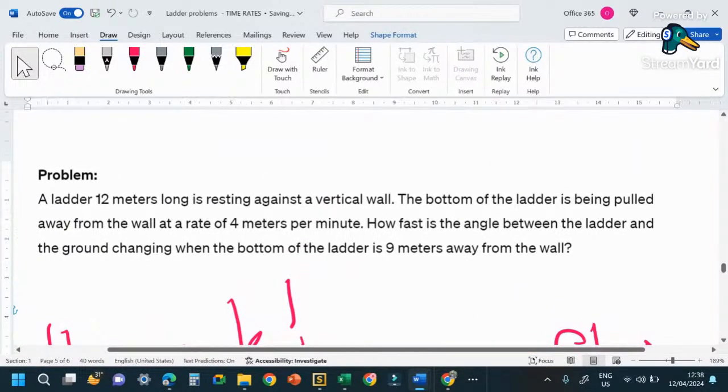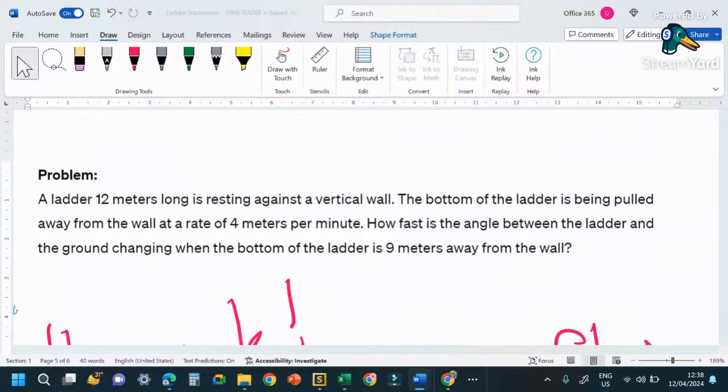A ladder 12 meters long is resting against a vertical wall. The bottom of the ladder is being pulled away from the wall at a rate of 4 meters per minute. How fast is the angle between the ladder and the ground changing when the bottom of the ladder is 9 meters away from the wall? To help you out, the 12 meters is the length of the ladder, and the bottom of the ladder is being pulled away. The 4 meters per minute is dx over dt. So this is per minute. This is similar to my example number 1.